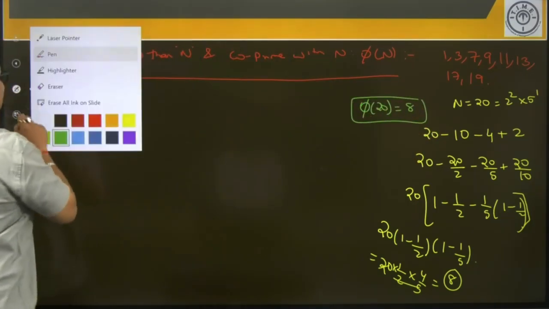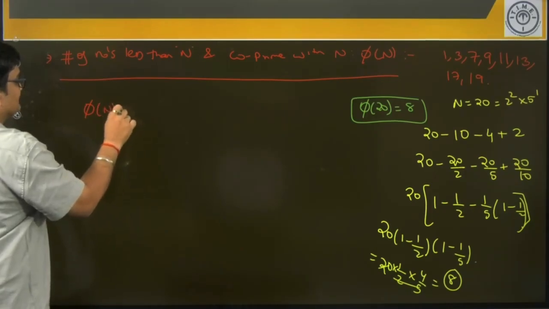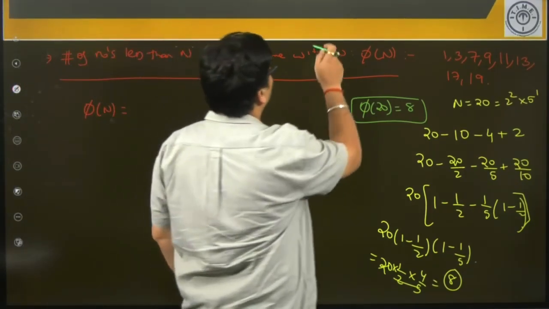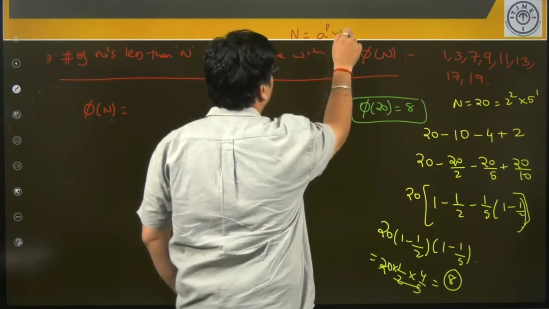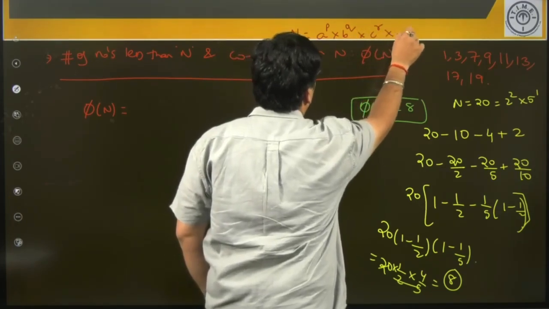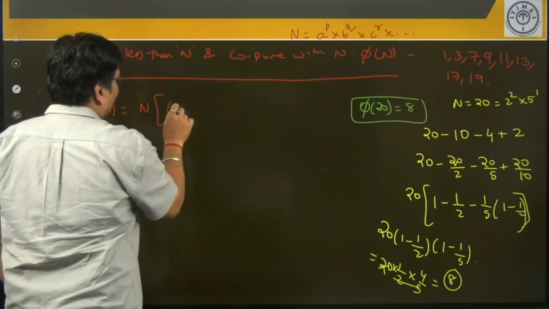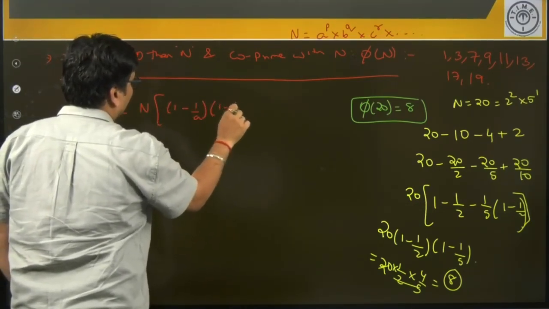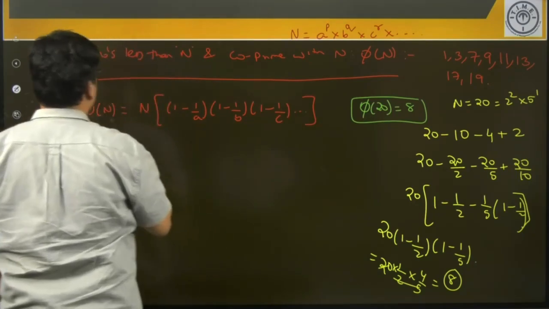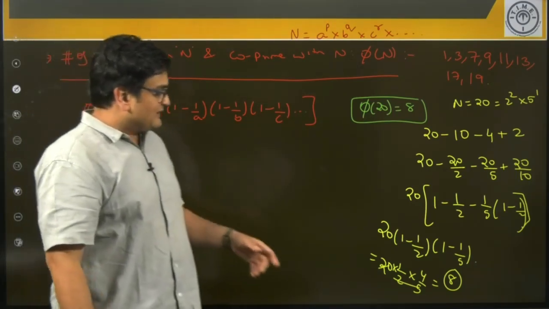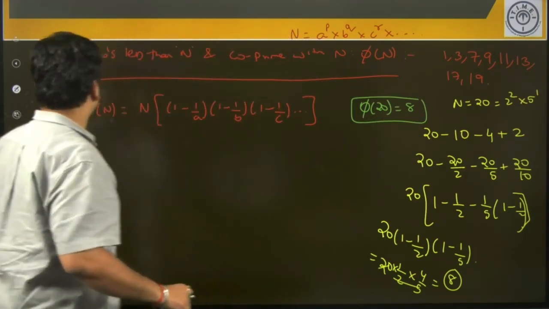But is there a direct formula for finding out phi of n? The answer is yes. So phi of n is given as, now n is the same form that we have written in the previous topics also. So n is of the form a power p, b power q, and so on. So phi of n will be equal to n into 1 minus 1 by a into 1 minus 1 by b, where a, b, c, d are all prime factors. So this is going to be phi of n. And as we can see here, the formula seems to work, absolutely. So this is the formula that we have for phi of n.